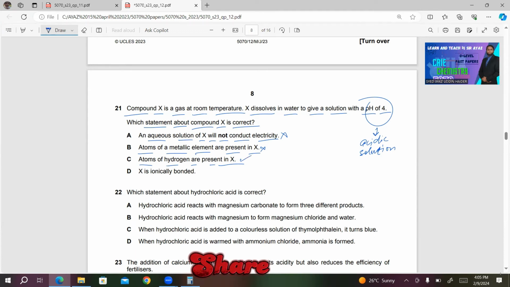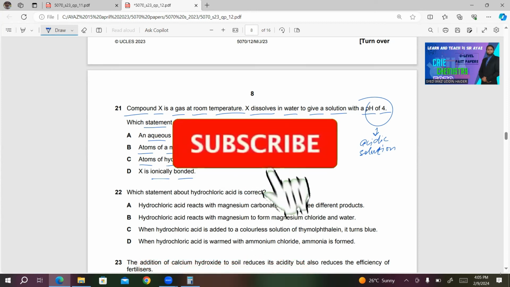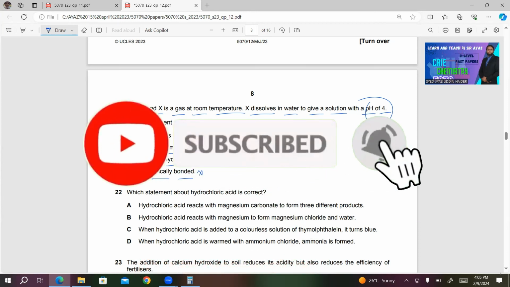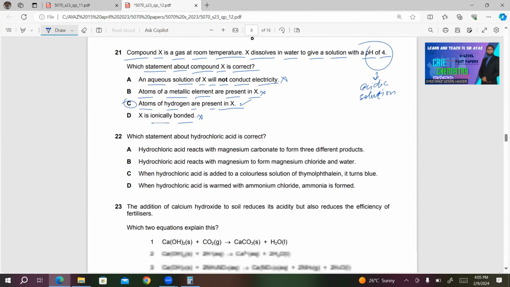For your convenience, I'm reading the last statement. D. X is ionically bonded. X is a gas at room temperature. When you are saying X is a gas at room temperature, it doesn't have any ionic bond in this state. But it will definitely have when you dissolve it in water. So this is also incorrect. Only choice C is the right answer in this case.